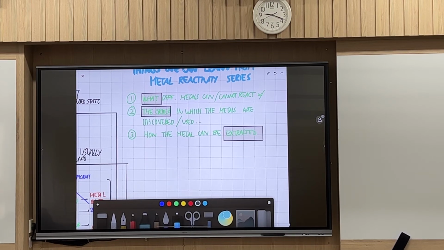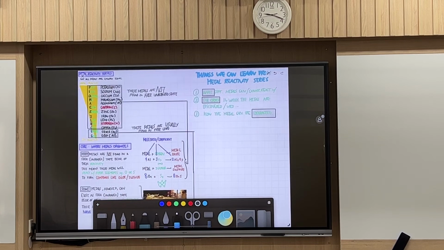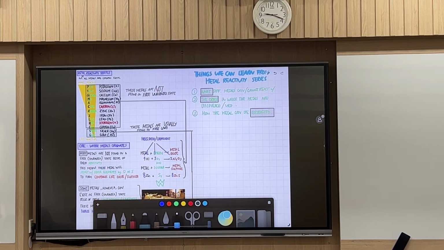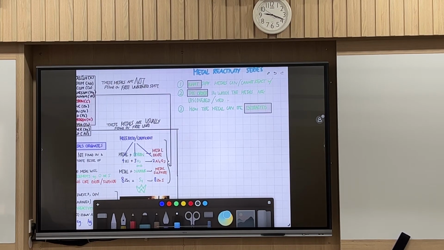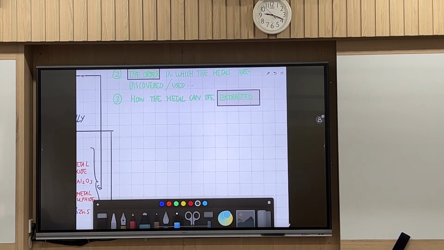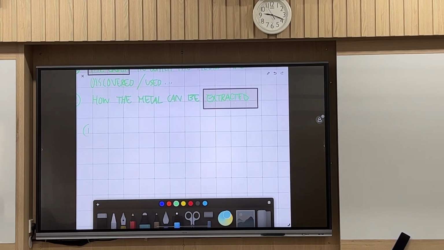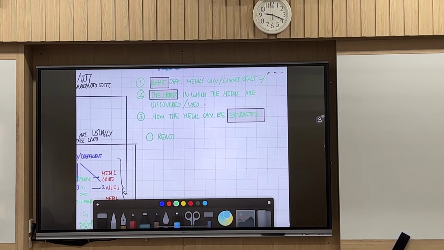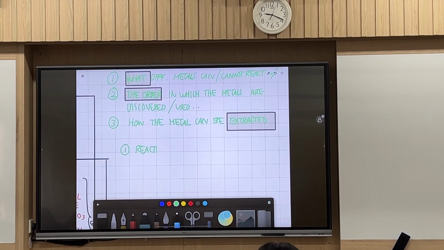So let's look at the first one. What metals can or cannot react with? Generally speaking, the higher the order of metal in the reactivity, the more reactive it is, so it can react with these things. So number one, reactivity. This is just a summary of all, and now we look at term 1 in detail. So reactivity of metals.